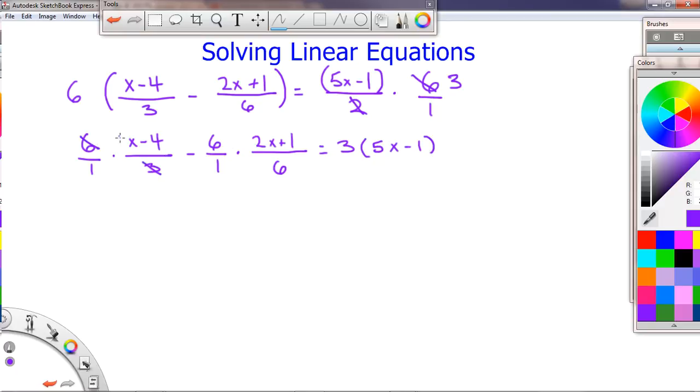This one is going to cancel. 6 and 3 cross cancel, and I'm left with a 2 here. So that's going to be 2 times x minus 4. Now I know a lot of you can probably say that that's 2x minus 8, but I'm going to go ahead and write down every step.